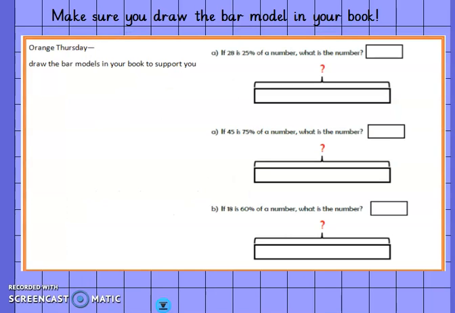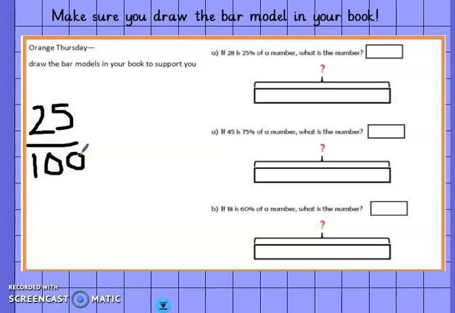For orange, I want you to draw the bar models in your book to support you. That is going to be the easiest way that you work it out. Again, you really need to know the links between your percentages and your fractions in this one to see how many parts you need to draw in your bar model. So for the first one, if 28 is 25% of a number, what is the number? The first thing you need to do is work out what 25% is as a fraction.